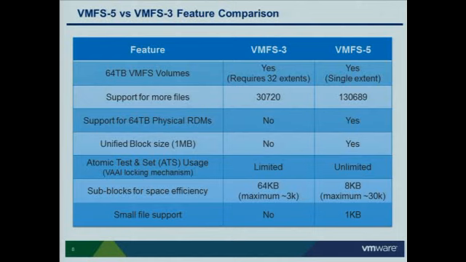Next, we changed the size for subblocks. VMFS 3 was 64, which meant we only had about 3,000 of them. We've changed that to 8K, which allowed us to have about 30,000, 10 times as much. And then finally, small file support.